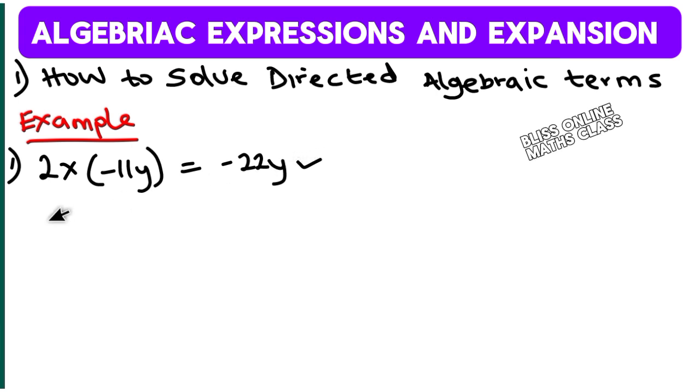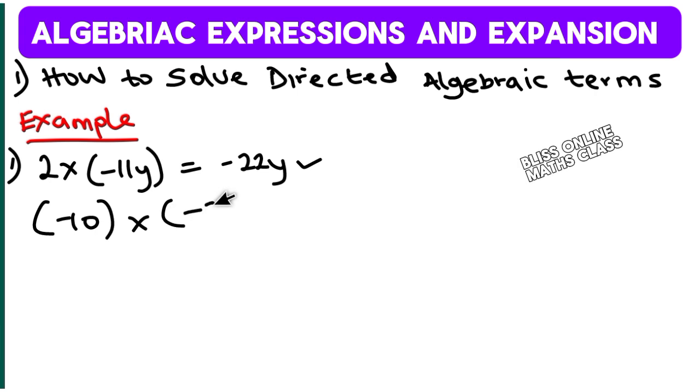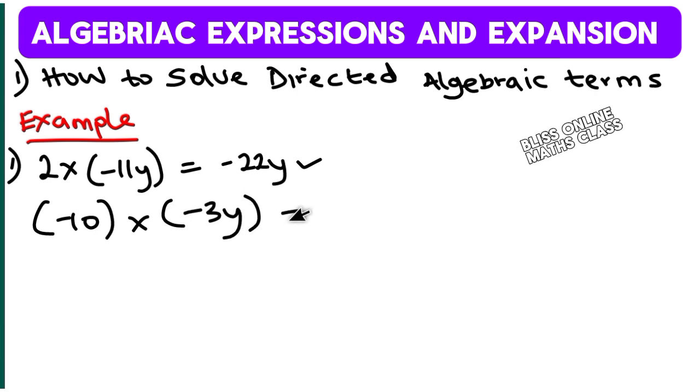Another example we have here is minus 10 times minus 3y. Minus 10 times minus 3 will give us 30. Then you bring forward your y. Minus 10 times minus 3y is equal to 30y.